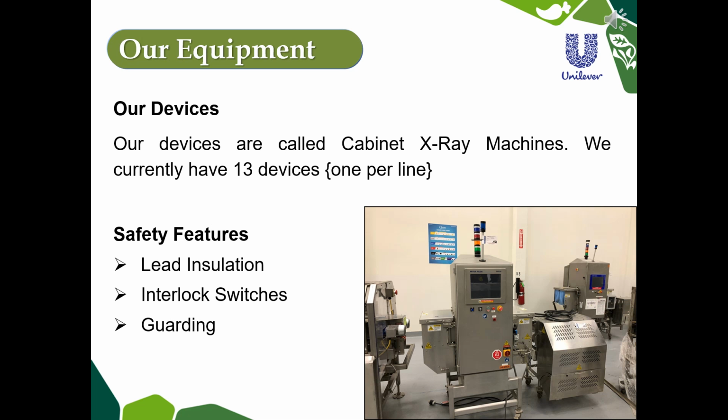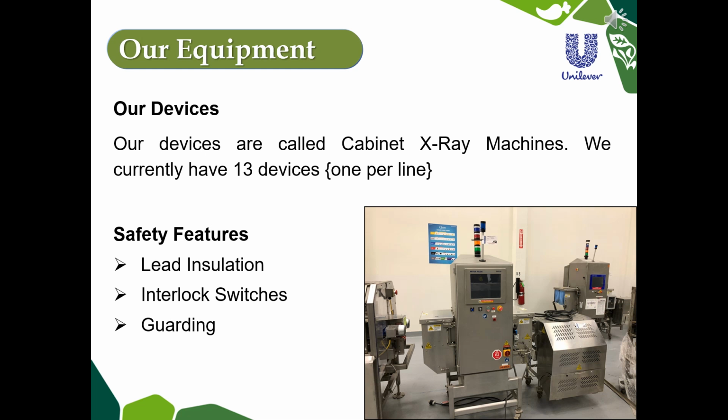So the devices that we have in our facility are called cabinet X-ray machines. We currently have 13 of these devices. There's one on every line. For those of you who may not know, there's a conveyor that brings the material in one side, it goes through the X-ray, and it goes out the other side. And it happens in milliseconds. So these machines are taking an X-ray every few milliseconds to make sure that there are no foreign bodies in any of the packaging that we send out.